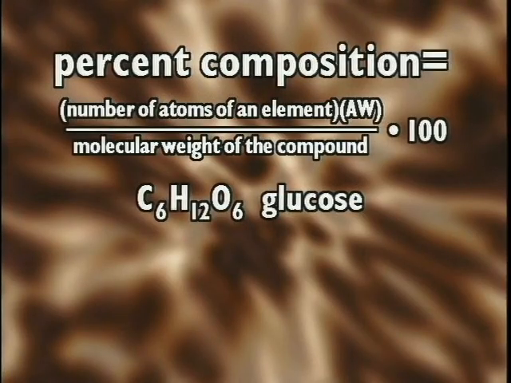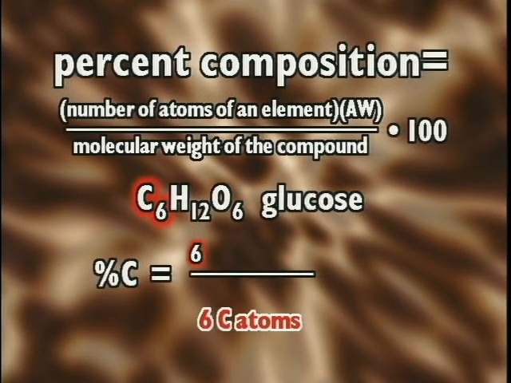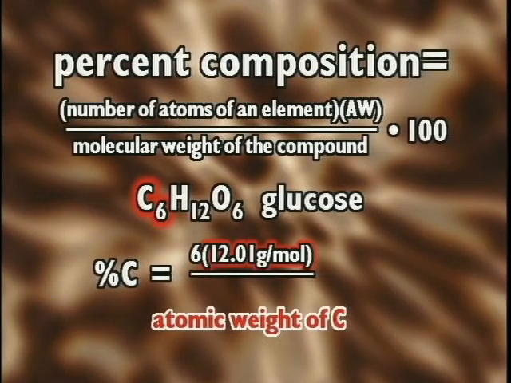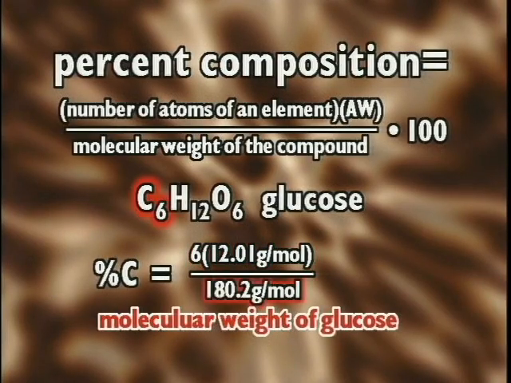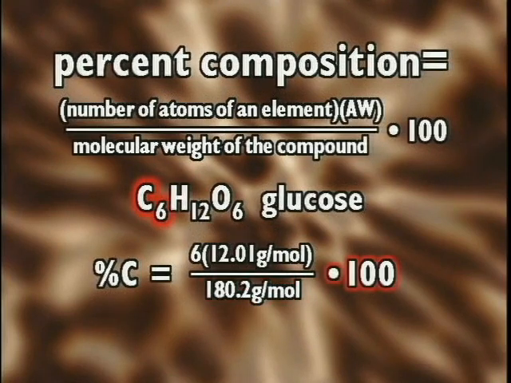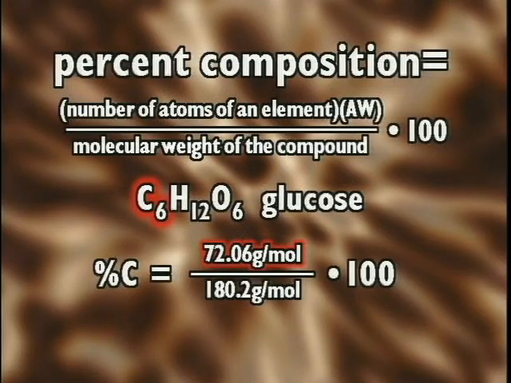We'll find the percentage of carbon first. There are 6 carbon atoms in 1 molecule of glucose, so take 6 times the atomic weight of carbon, which is 12.01 grams per mole, divided by the molecular weight of glucose, which we just figured out is 180.2 grams per mole, all times 100. Taking the math one step at a time, we multiply 6 atoms times 12.01 grams per mole, and we get 72.06 grams per mole.